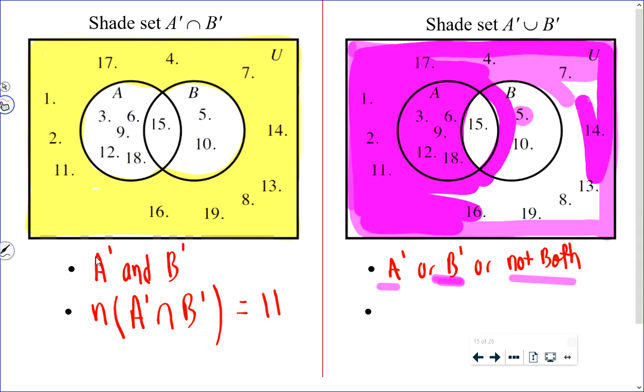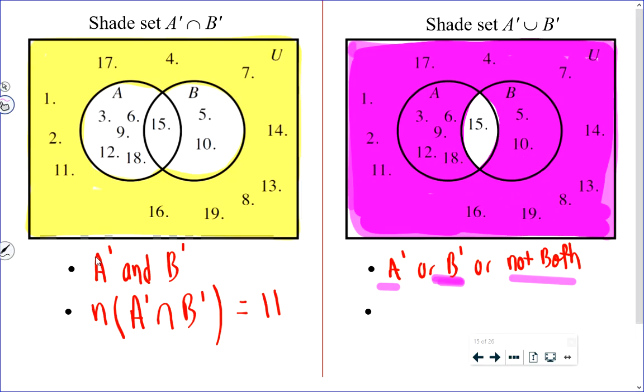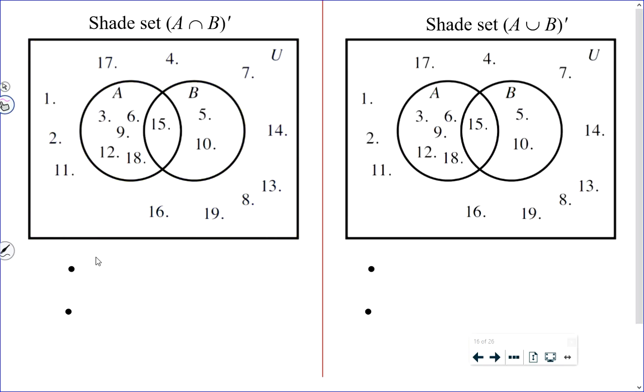Oh, that's an ugly color. So this is the union of not A and not B. Two more to go, I think.